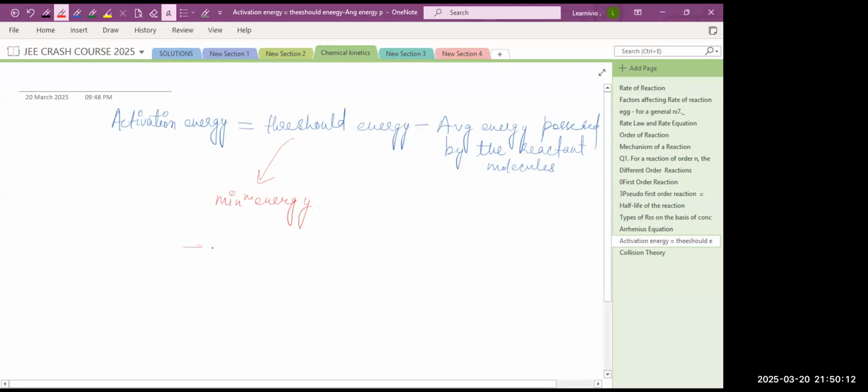And when the temperature increases, we know that the number of effective collisions also increases. Effective collisions increasing means the threshold energy will increase. And hence the rate of reaction also increases with a small rise in temperature, right? Got it?